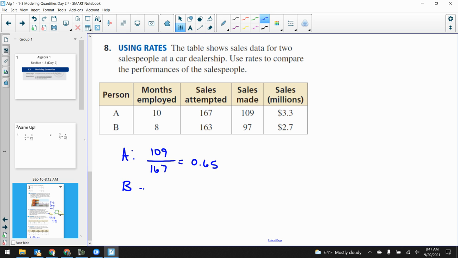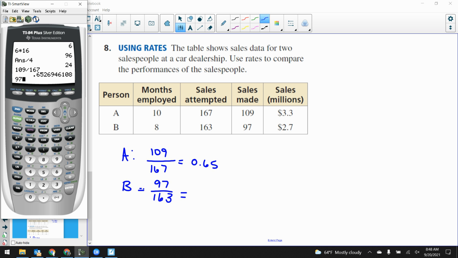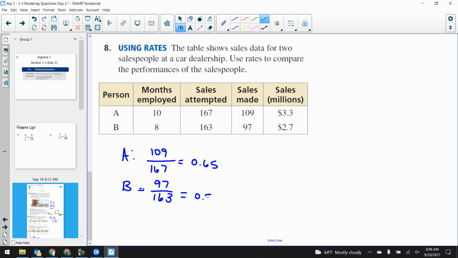And person B made 97 sales but attempted 163. So 97 out of 163 gets us 0.595. So we can say person B made fewer sales per attempt. Does that make sense?